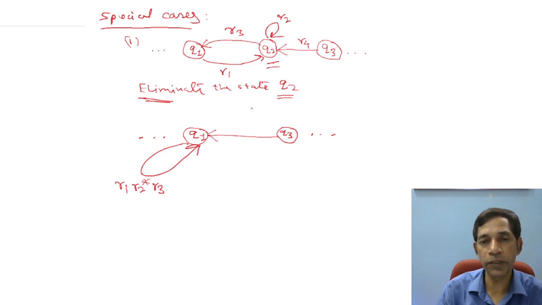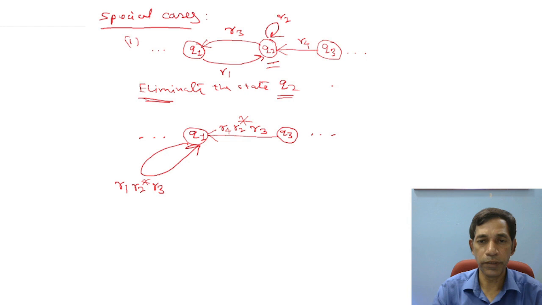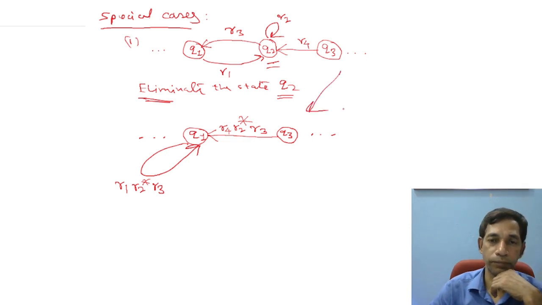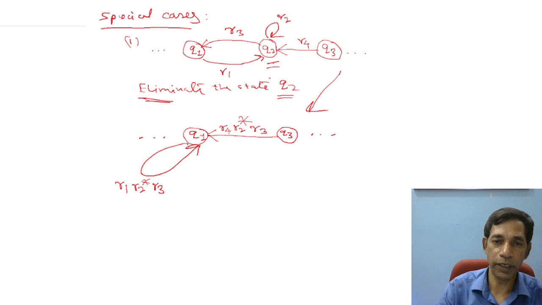So what is the regular expression for this? You have the R4, then R2 Kleene star, and then you have the R3. So this is the machine you have obtained. If you have the situation like this, then you can eliminate the state Q2 and you can obtain like this.